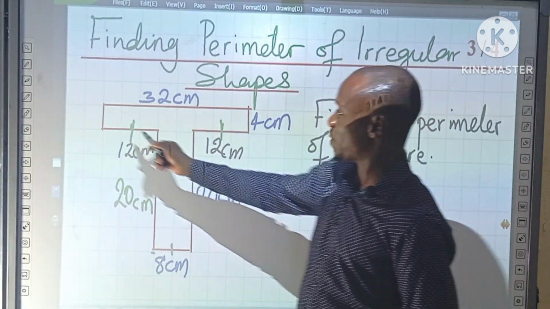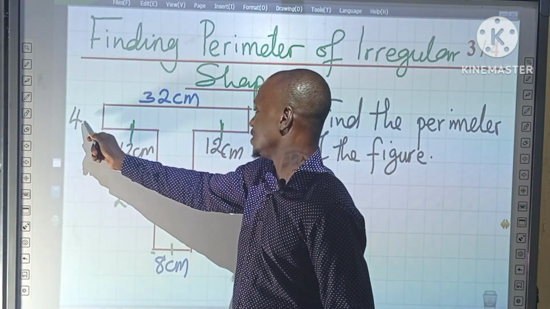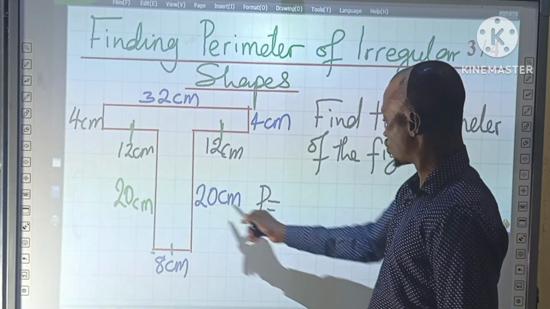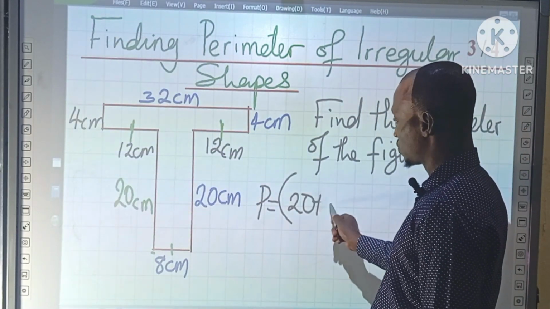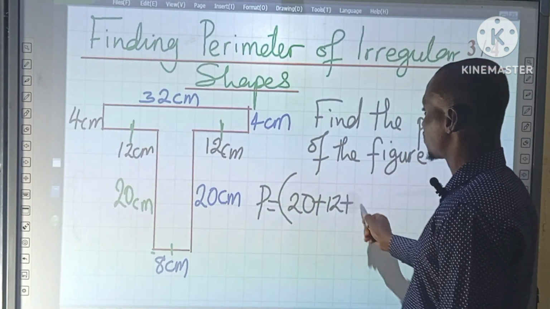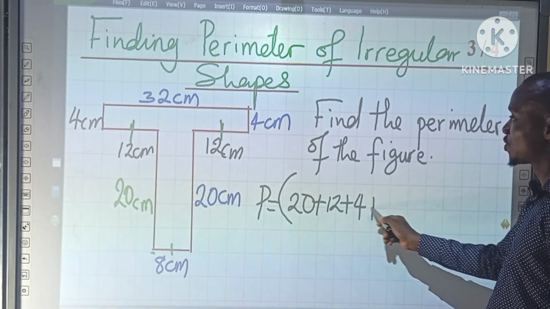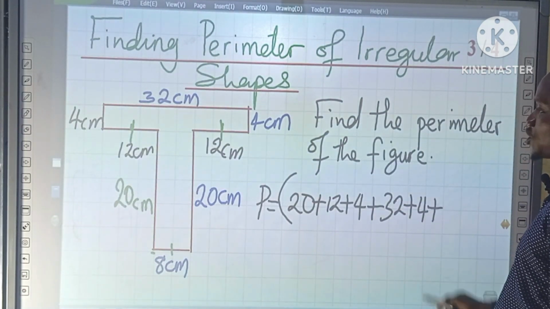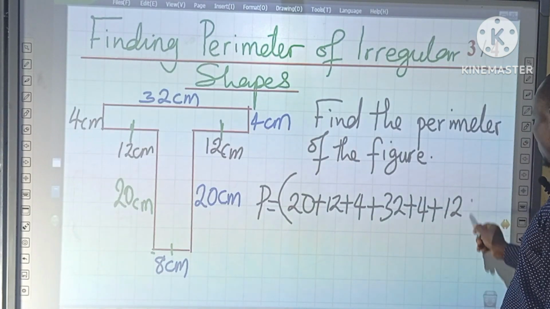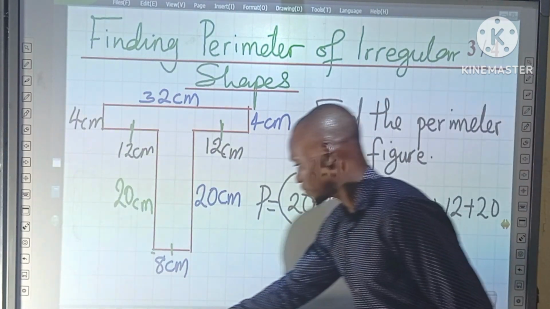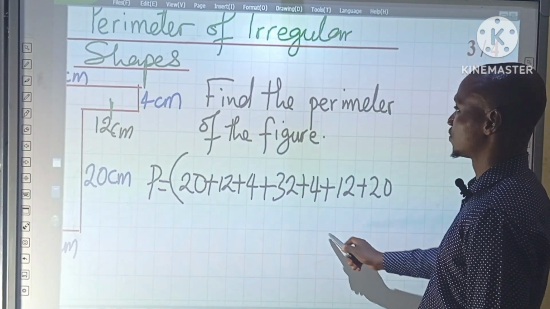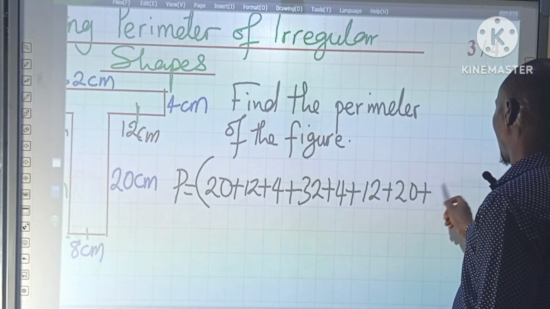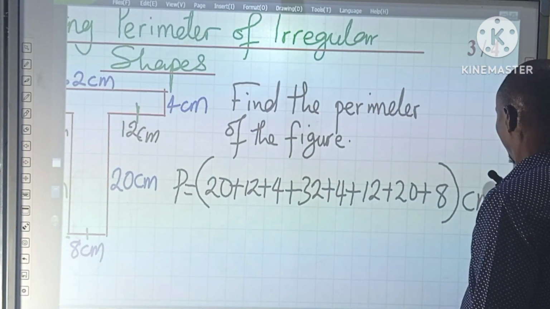Now, this part is parallel to this part. This is also 4 cm. With this, we can look for the perimeter. Perimeter P will be equal to 20 plus 12 plus 4 plus 32 plus another 4 plus 12 plus 20 plus an 8. Close the bracket, put our centimeters.